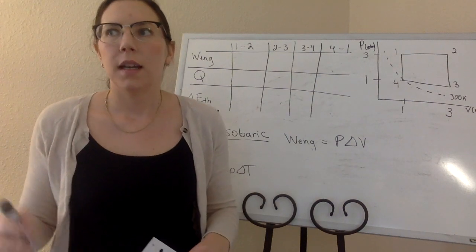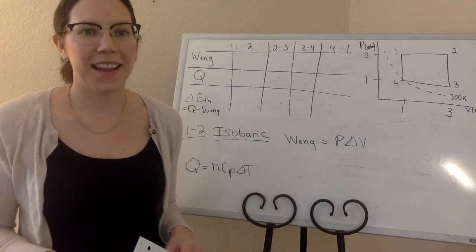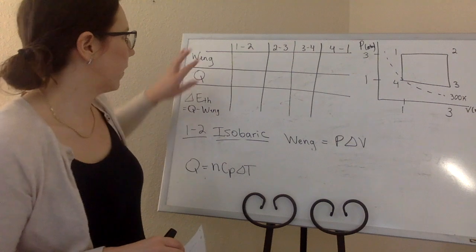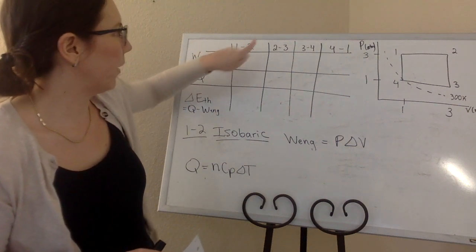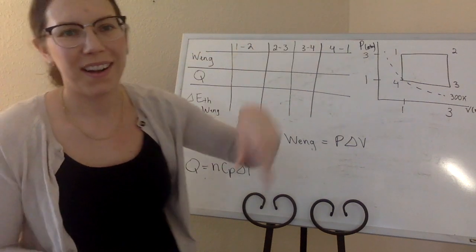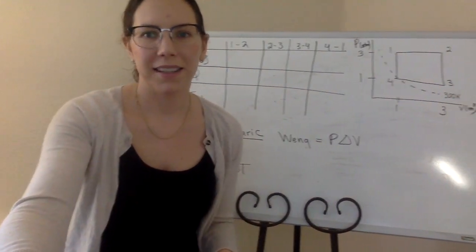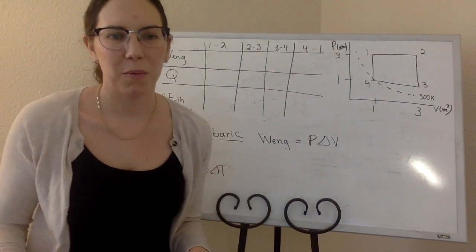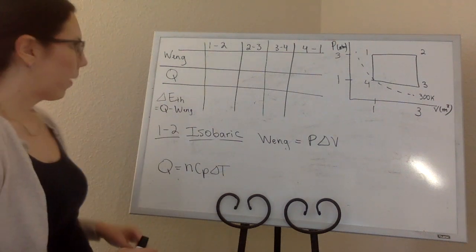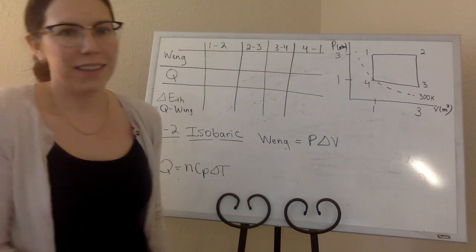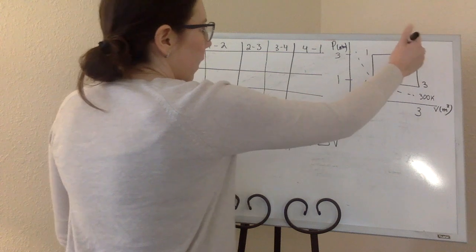by the engine, Q, the heat transfer, and then delta E thermal for each step. So each transition, we have 1 to 2, 2 to 3, 3 to 4, and 4 to 1. And I may have to pause in order to do some erasing, but we'll work with that. Okay, so you can start anywhere. Let's start with 1 to 2.